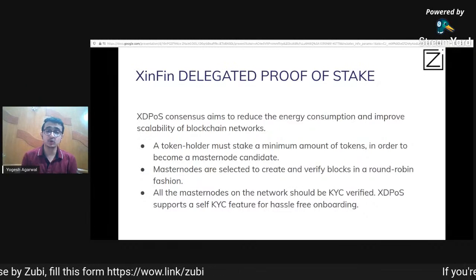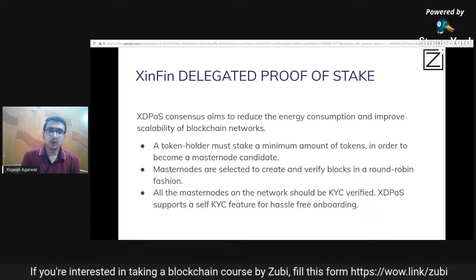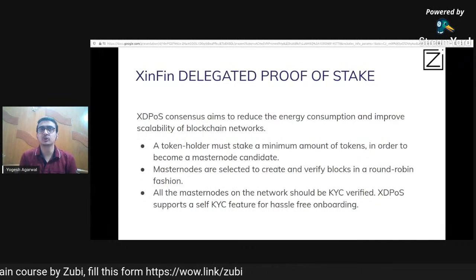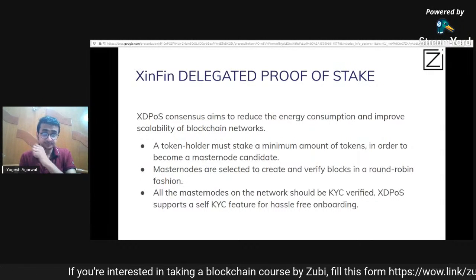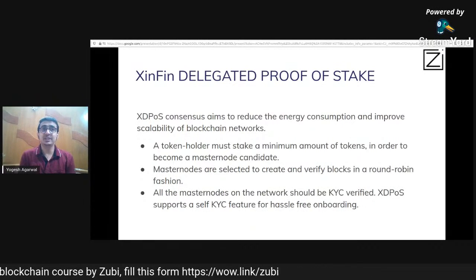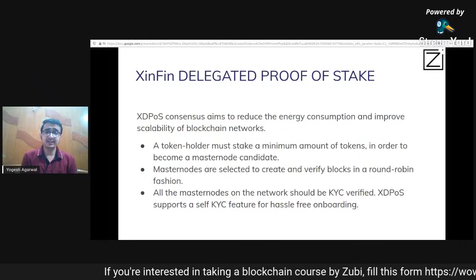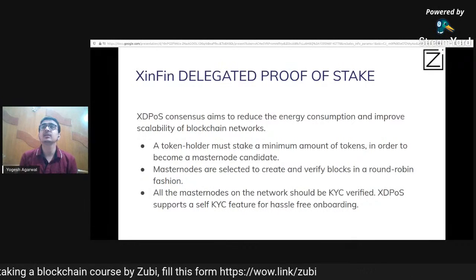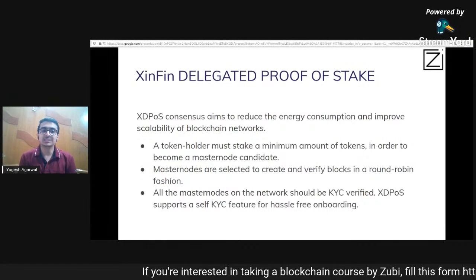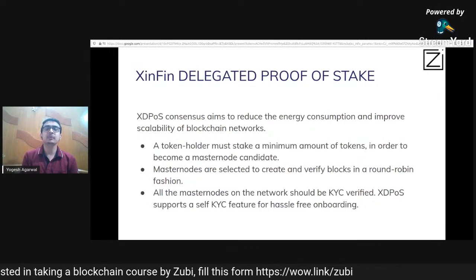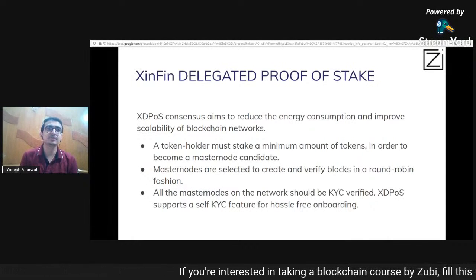Those master nodes can create and verify blocks in a round robin fashion. Out of all the master nodes, the one who will create the next block is chosen in a round robin fashion. One more important feature of XDPoS is that all the master nodes should be KYC verified. It supports a self KYC feature so that you can easily get yourself verified, and it has various benefits. For example, if we have a banking system on blockchain, then all the master nodes or validators who are validating or creating blocks must be trusted people, and we can trust them with the rights to add more blocks.